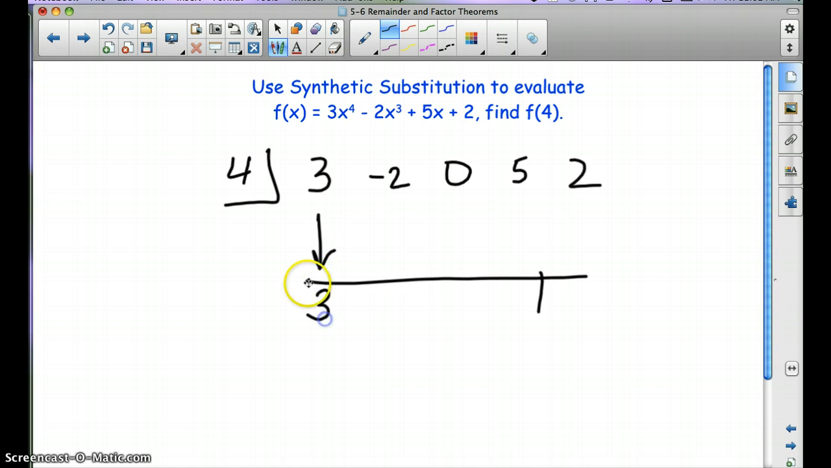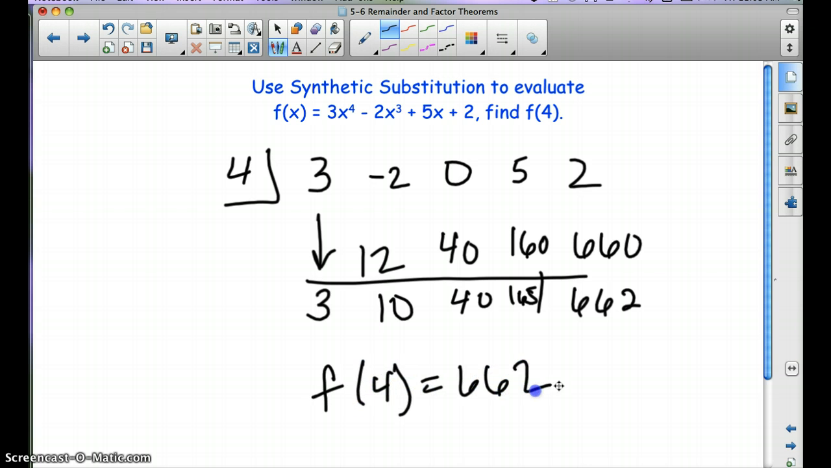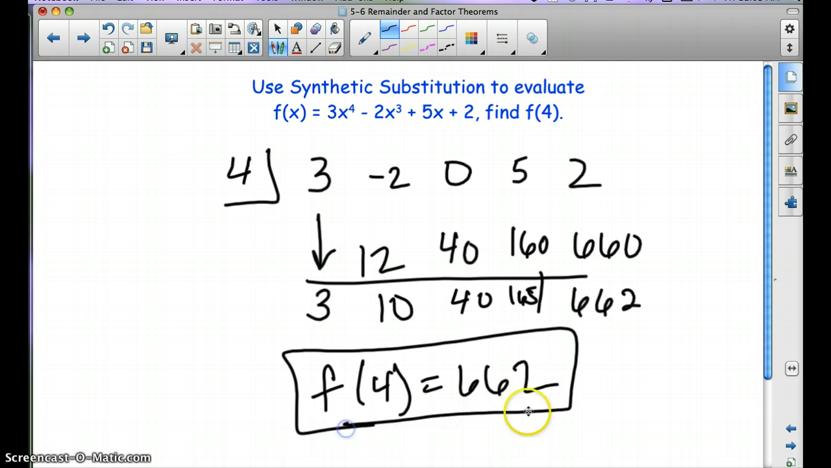Drop down the 3. 3 times 4 is 12. -2 plus 12 is 10. 4 times 10 is 40. 4 times 40 is 160, so that's 165. 4 times 165 is going to be 660. So 2 plus 660 is 662. So f of 4 is going to be 662. And that would be my answer. Pretty neat, huh?